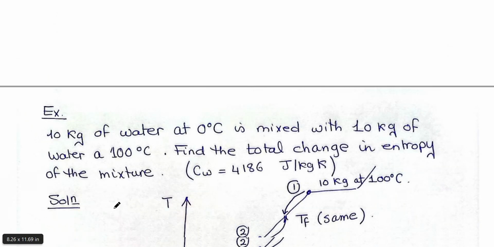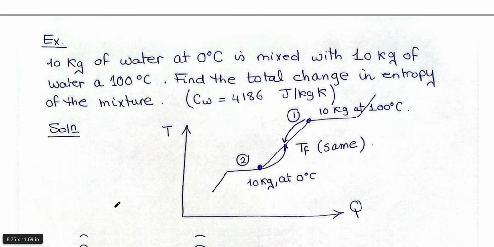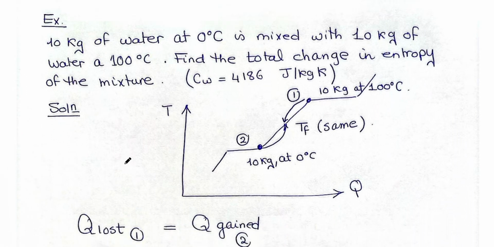The last example we will discuss is about entropy also. 10 kilograms of water at 0 degrees is mixed with 10 kilograms of water at 100 degrees. Find the total change in entropy of the mixture, and the specific heat C of the water is given. So we have 10 kilograms of water at 100 degrees and 10 kilograms at 0 degrees, and they will reach the same T final.